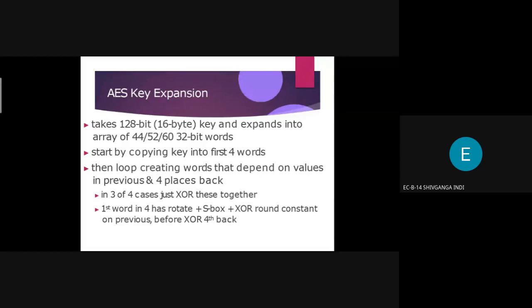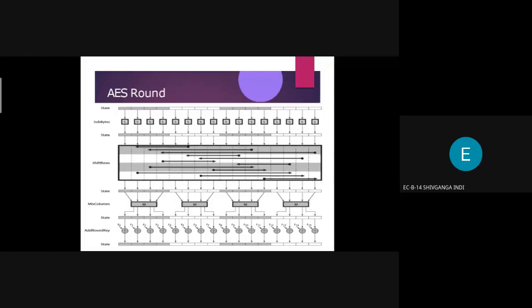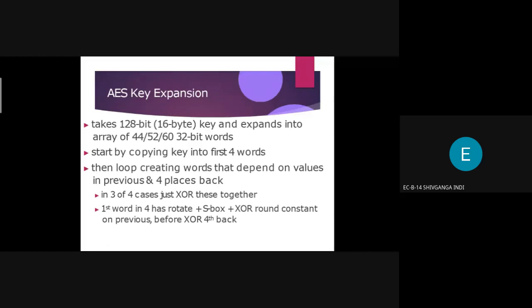The next point is AES key expansion. In order to convert the plain text into the ciphertext, we have to expand our keys also. Basically we have a 16-byte key. If we concentrate on add round key, it consists of R0 to R15, which indicates a 16-byte operation. That key we have to expand into 32-bit words.